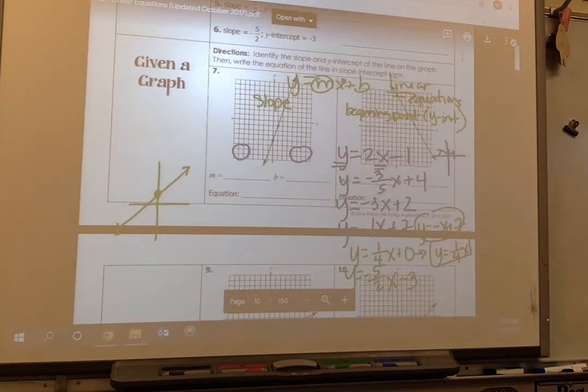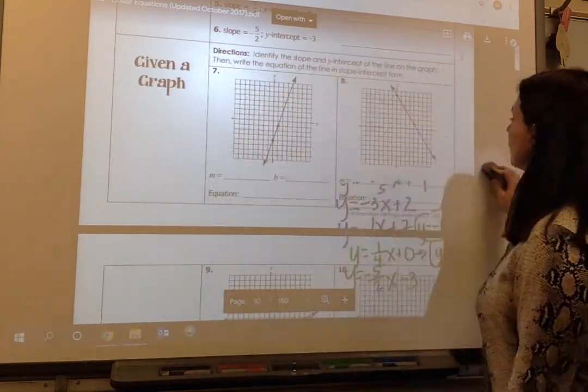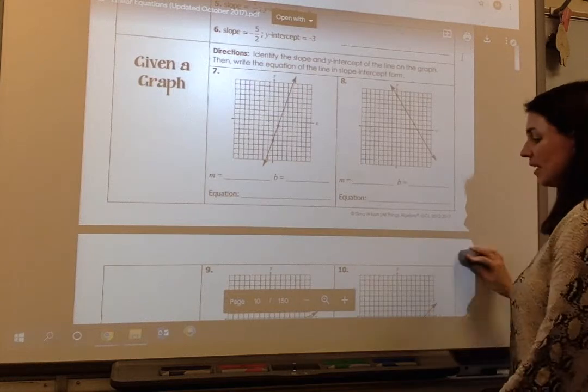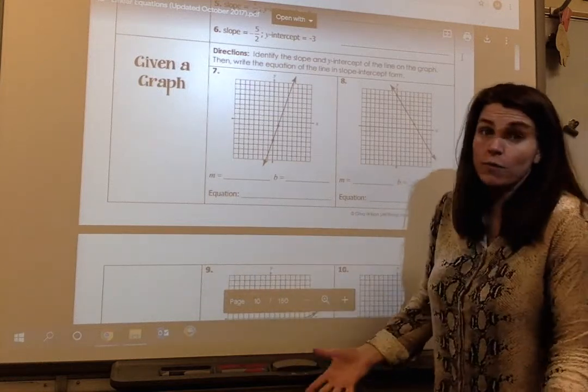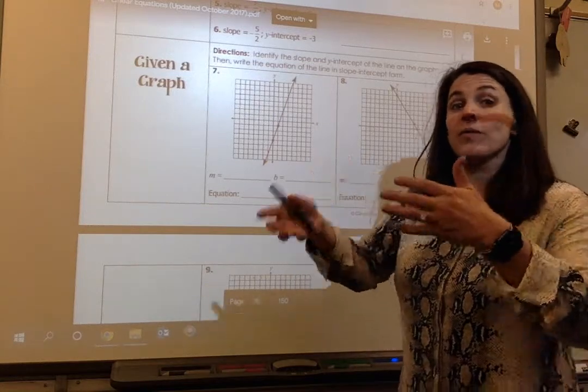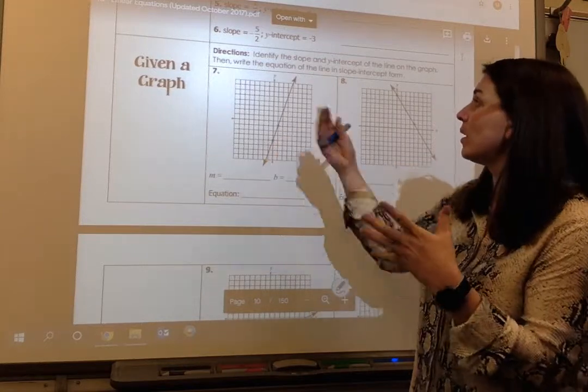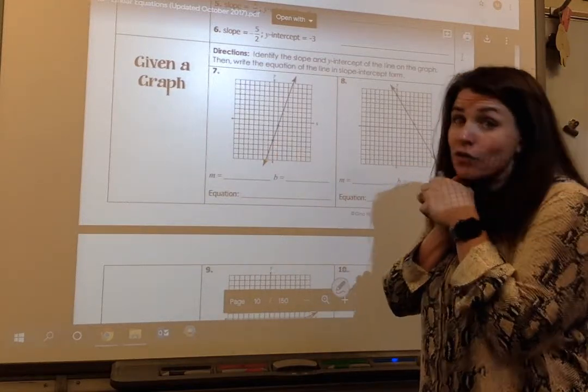All right. So now, if I give you a graph, can we still write it in y equals mx plus b form? Can we put it in there? Well, yeah. We already know how to find the slope. Remember, that's what we did last lesson when we had a line and we figured out the slope. And then we can identify my y-intercept.